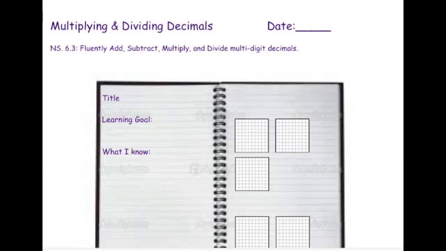Today's lesson is on multiplying and dividing decimals, and our standard is still to fluently add, subtract, multiply, and divide multi-digit decimals. And today we're going to look at not only the algorithm or the mathematical process to finding decimals, we're also going to look at a couple pictures to help us out. So you may want to have some colored pencils or markers with you while we're doing these problems. To start out, let's show a multiplication example.